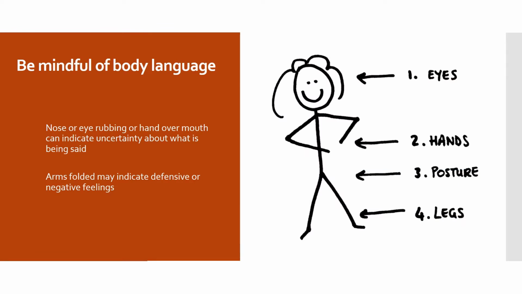Be mindful of everybody's body language. It can give you insight to what is going on before it becomes a real issue. For example, if someone is rubbing their nose or has their hand over their mouth, they may be unsure about what is being said. Or neck rubbing may indicate discomfort with what is being said. Arms folded may indicate that they have negative feelings about what is being discussed. Just be aware of their whole body.